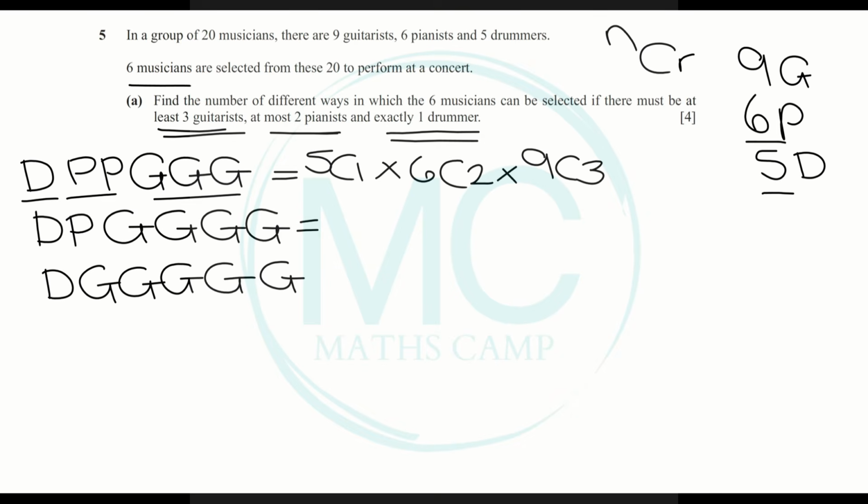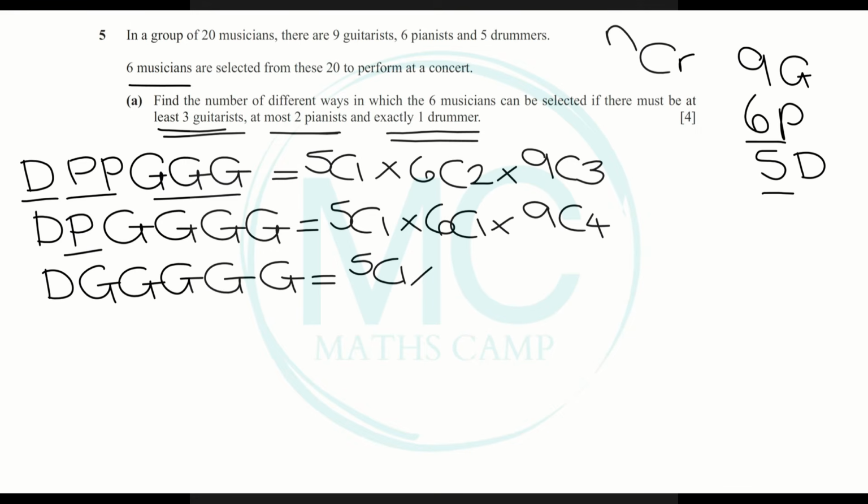Again, 1 drummer out of a total of 5. 5C1. 1 pianist out of a total of 6. So this becomes 6C1. And 4 guitarists out of a total of 9. 9C4. Let's quickly do our last group. We only have 1 drummer. So 5C1. And 5 guitarists out of a total of 9. 9C5. Now we can quickly multiply these values together.